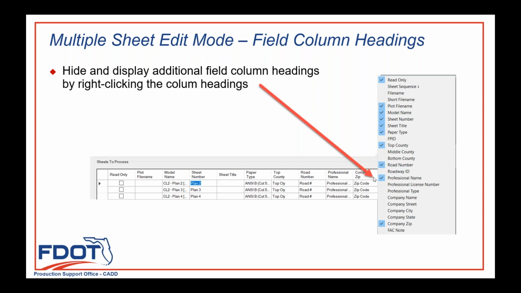You might also notice that multi-sheet edit mode does not appear to include all of the possible title block fields. We simply didn't have enough room, enough real estate to display all of them at once, but you can hide and display additional fields by right-clicking on the column headings and selecting the desired fields from the right-click context menu. So you see you can customize your view in multi-sheet edit mode.